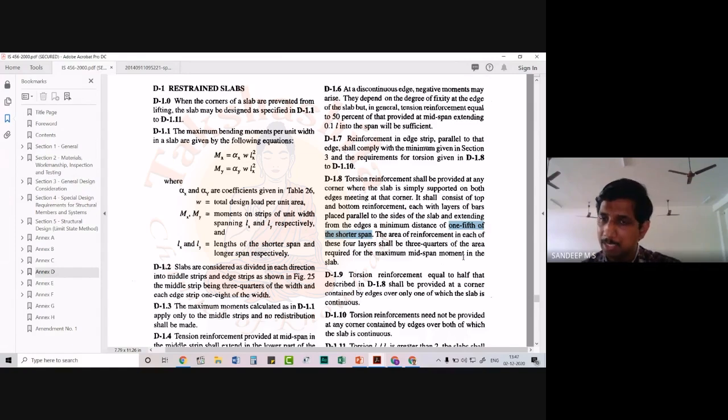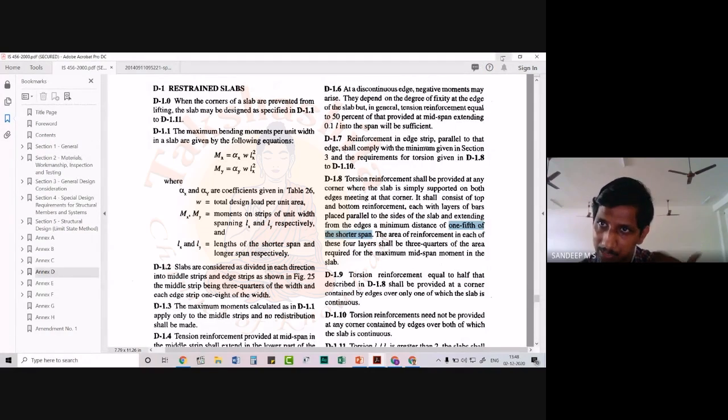That may be mx, that may be my. You have to select the larger value and you have to find 3/4 of that area, and you have to provide reinforcement corresponding to that. Which value? 3/4 of largest of mx and my, and that too through a distance of 1/5 of the shorter span. So whatever things you need to notice, 1/5 of the shorter span is the distance through which we have to provide the reinforcement. Area of reinforcement should be corresponding to the 3/4 of the maximum value of mx and my.